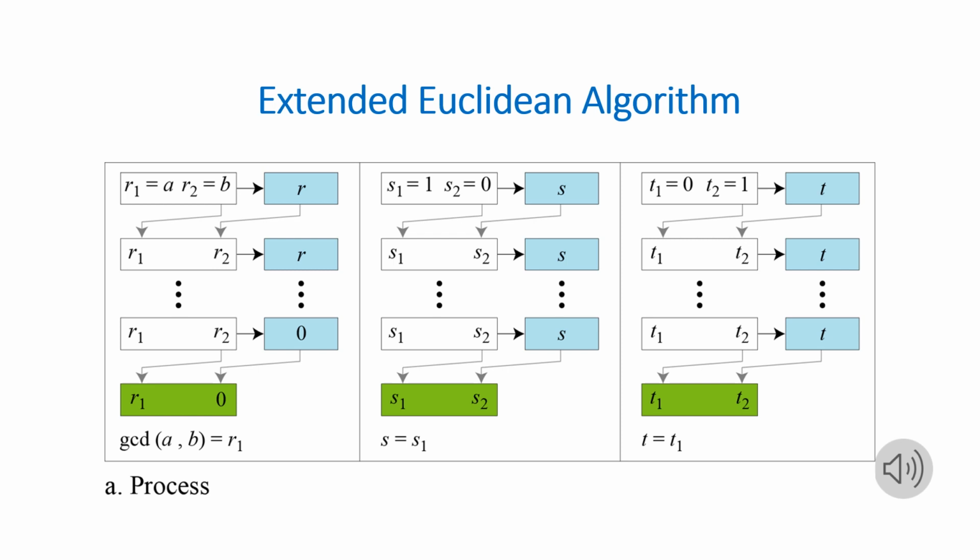However, in each step, we use 3 sets of calculations and exchanges instead of 1. The algorithm uses 3 sets of variables, r's, s's, and t's.